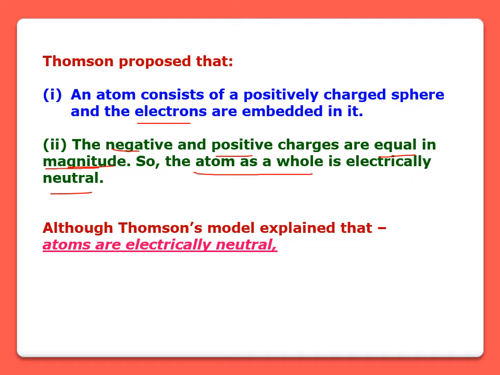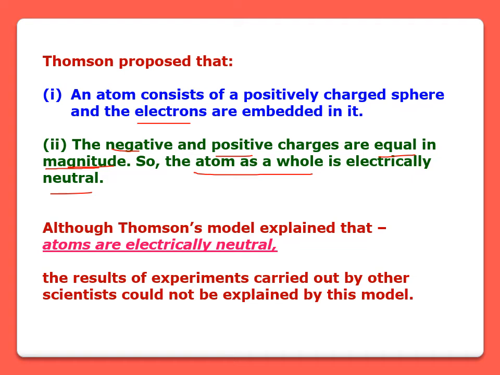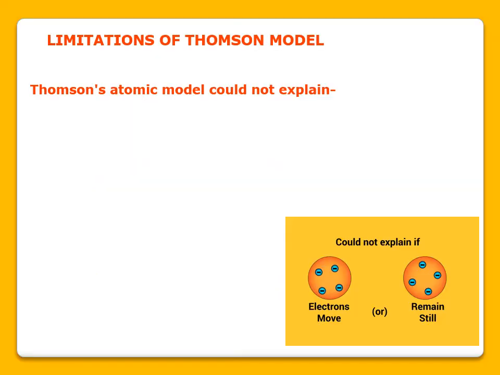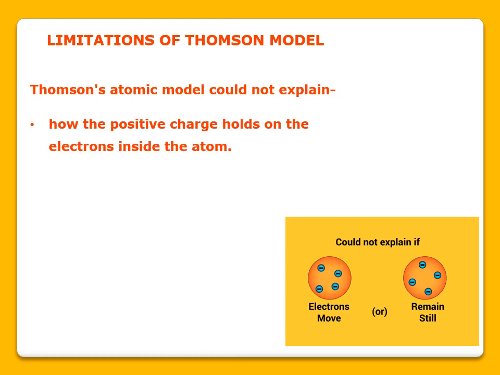Although the Thomson model explained that atoms are electrically neutral, it could not explain the results of the experiments that were carried out by other scientists. And that is why the Thomson model could not be accepted. So let me discuss the limitations of the Thomson model. Here are the limitations. The Thomson atomic model could not explain how the positive charge holds on to the electrons inside the atom, and this model could not explain atom stability.